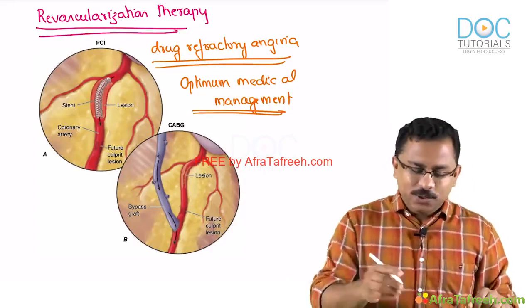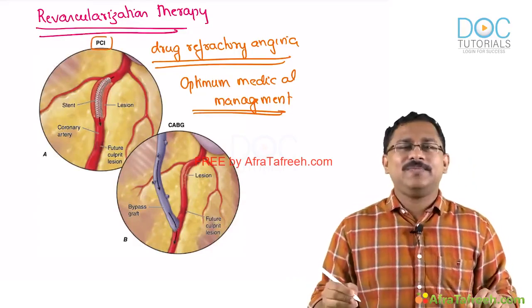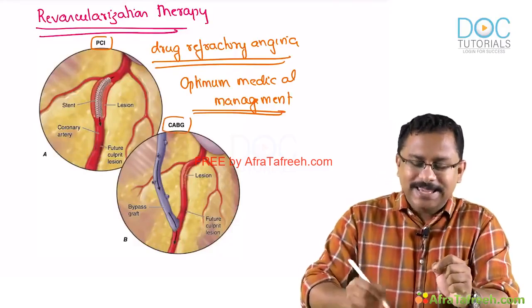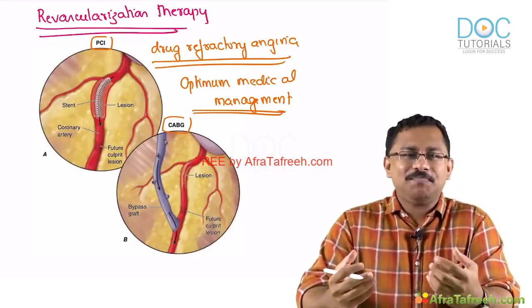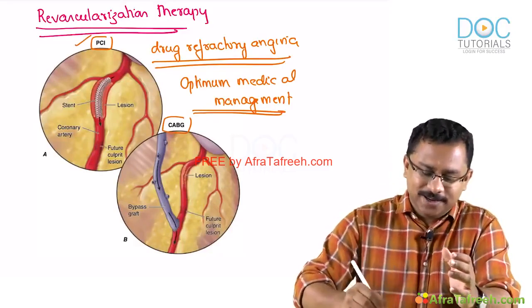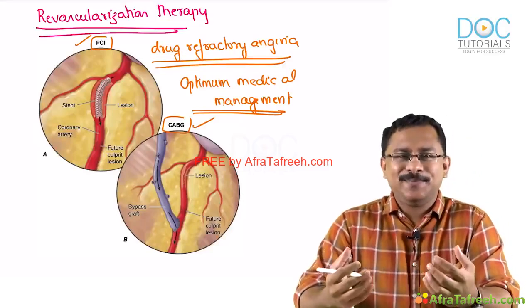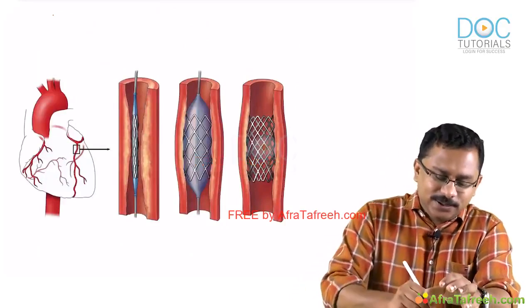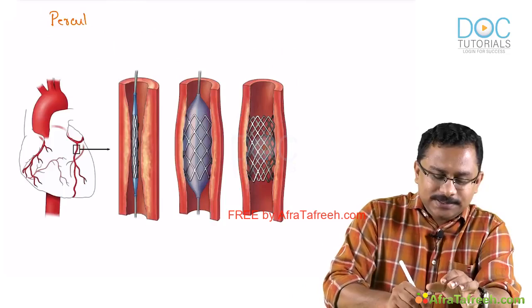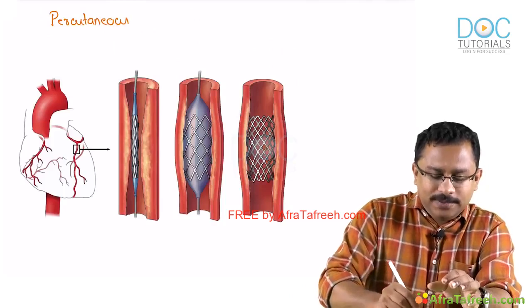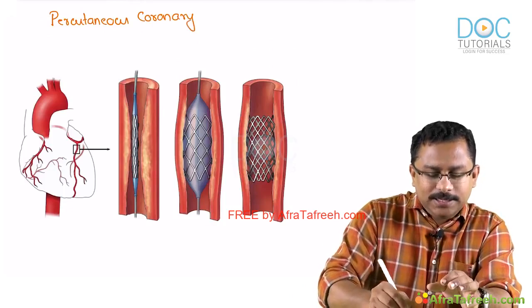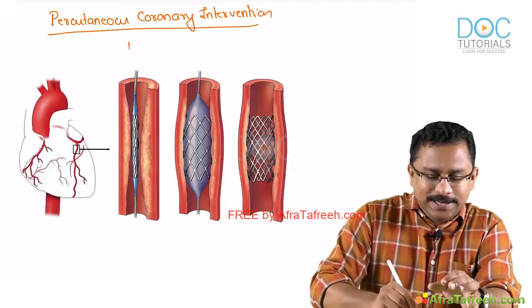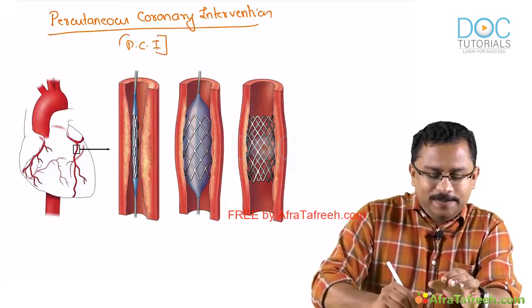So when you go for revascularization therapy, you can either go for PCI, percutaneous coronary intervention, or CABG, coronary artery bypass grafting. So these are the options available, PCI as well as coronary artery bypass grafting. So let's try to see what is done in each. Okay, first let us try to see regarding the percutaneous coronary intervention, or PCI. Okay, so let's try to see what is being done in a PCI.